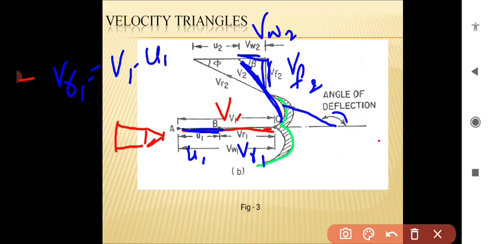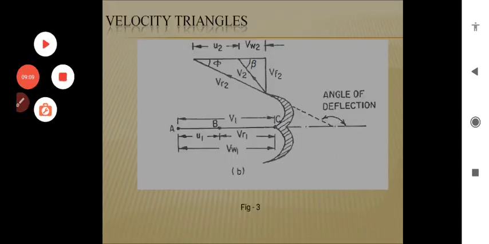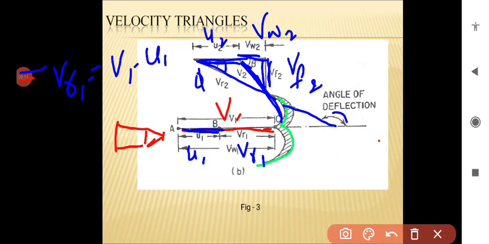And here the angle of deflection is extended. That is the relative velocity at outlet, and joining this you will get one more triangle. It is making an angle pi. Here the relative velocity means the velocity of the jet is u2 at outlet. So this is the construction of the velocity triangle. Okay, these are the velocity triangles for the impulse turbine.